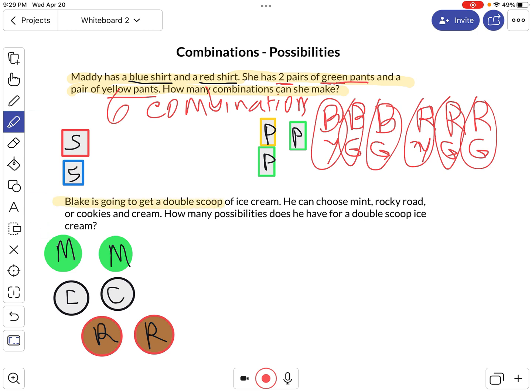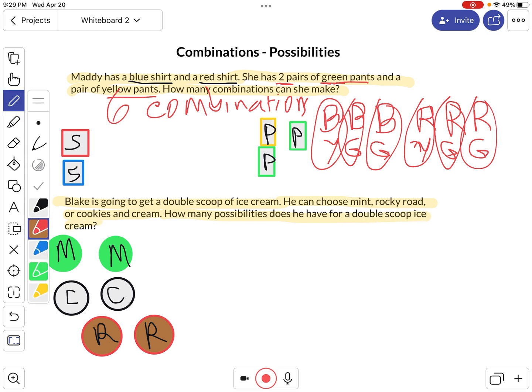Blake is going to get a double scoop of ice cream. He can choose mint, Rocky Road, or cookies and cream. How many possibilities does he have for a double scoop ice cream? So we've got mint, we've got Rocky Road, and we've got cookies and cream. 3 different kinds of ice creams.